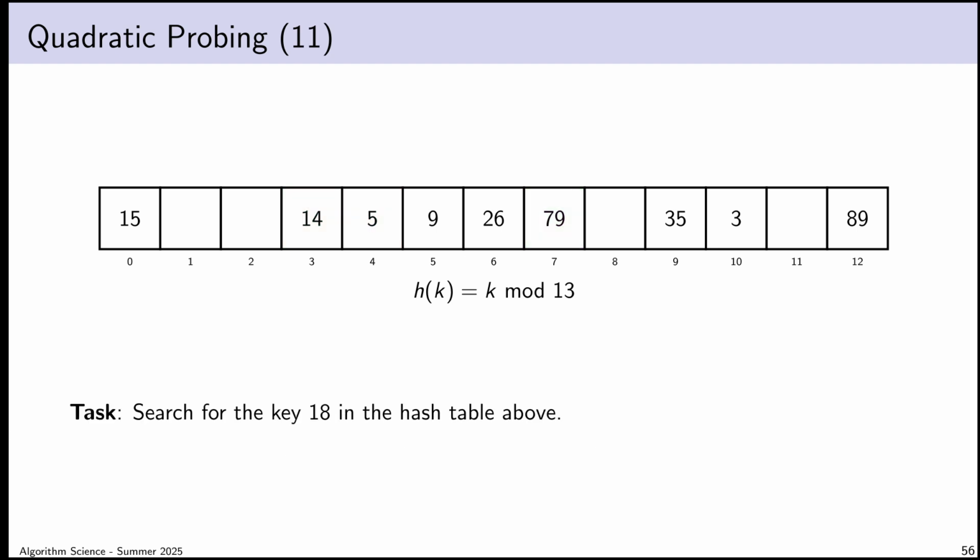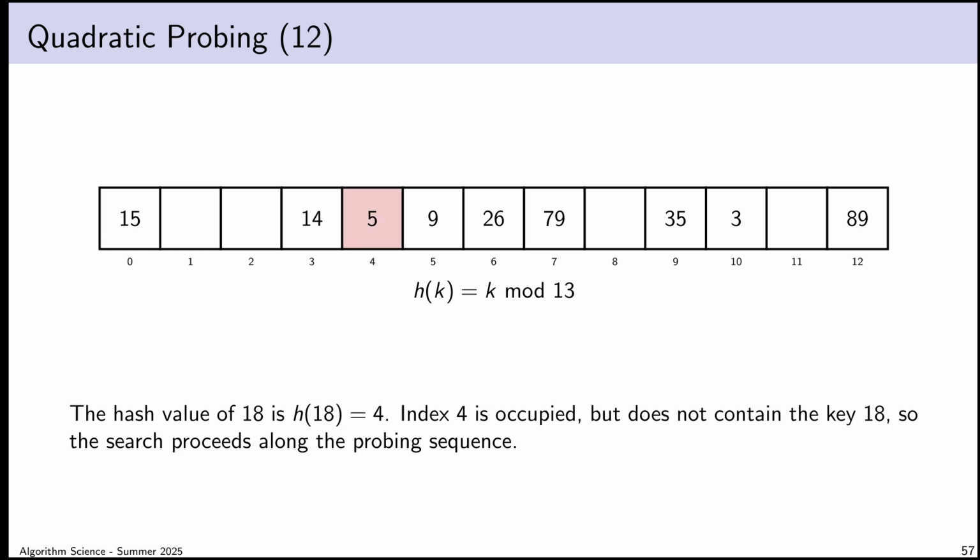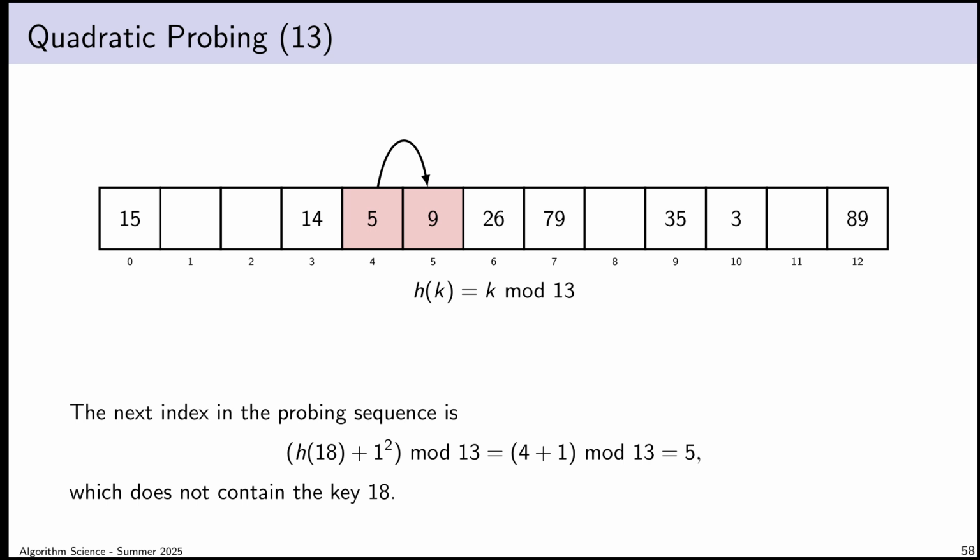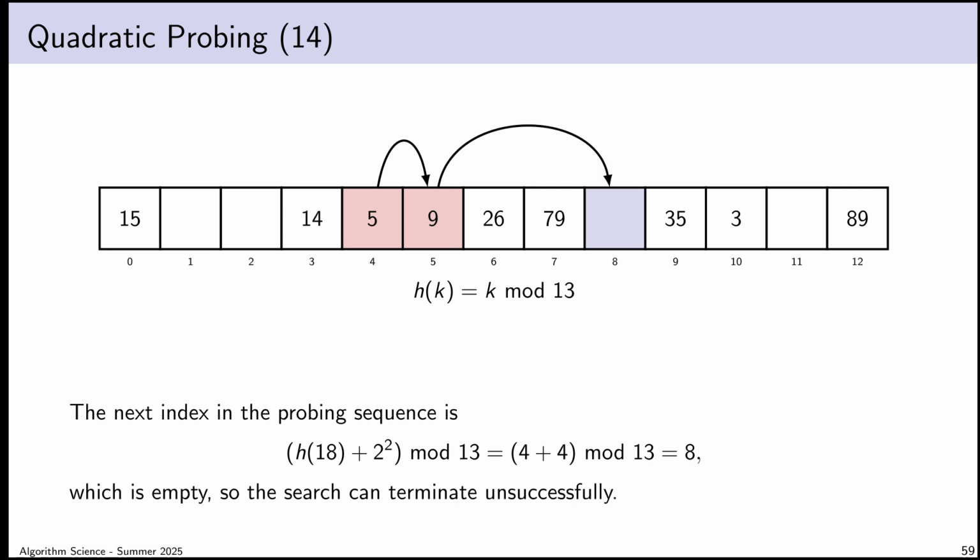Let's try doing a search. I search for the key 18. 18 hashes into bucket 4. Index 4 is occupied. We already know this. It doesn't contain the key 18, so I proceed through my probing sequence. I check bucket 5. 18 is not there either, so I check bucket 8. Because in quadratic probing the probing sequence increases its step size over time, I don't worry about any of these. They're irrelevant to me. I go to bucket 8. Bucket 8 happens to be empty.